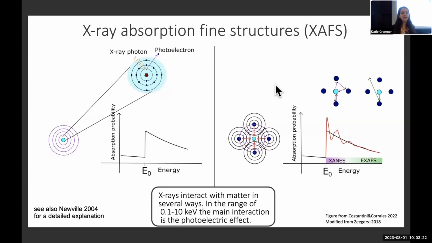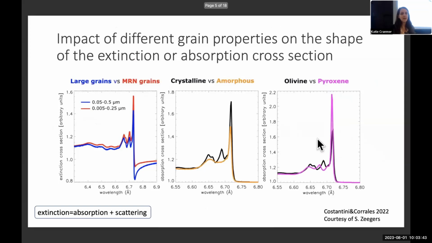But when we have dust, we have multiple atoms, and the ejected photoelectron will interact with the neighboring atoms. So we're going to get, around the edge, these structures, these wiggles that are called the X-ray absorption fine structures, and they're characteristic of the dust grain chemistry. If we model those, we can understand the dust grain properties in the ISM. And this is an example of models. These are models at the silicon K edge.